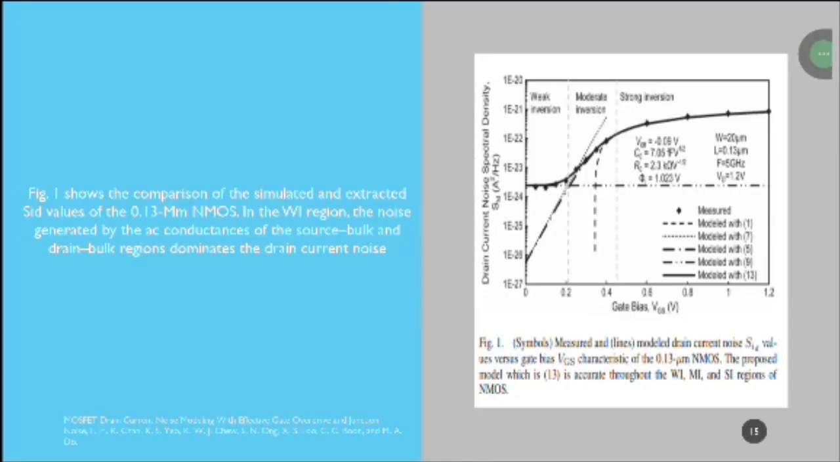Figure 1 shows the comparison of the simulated and extracted SID values of 0.13 micrometer NMOS. So 0.13 micrometer NMOS is the characteristic of a device, which is the size of the NMOS transistor design. In weak inversion region, the noise generated by AC conductance of source bulk and drain bulk dominates drain current noise. So as we can see, the measured value is slightly higher than what we have modeled, which is due to the source bulk and drain bulk regions domination.